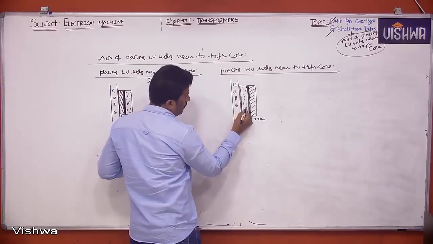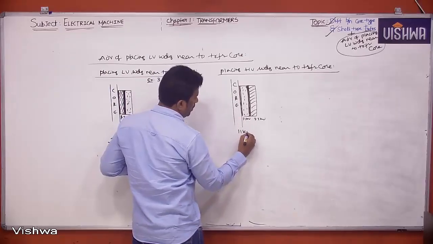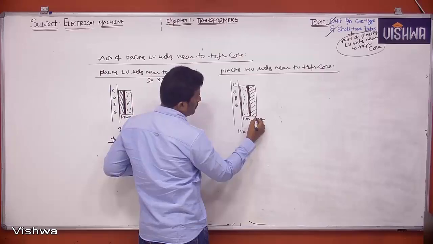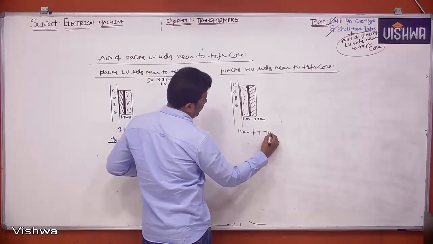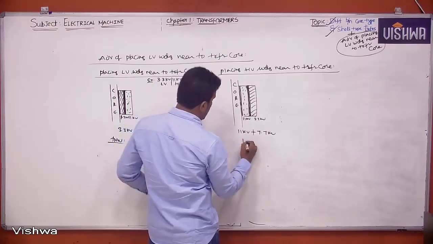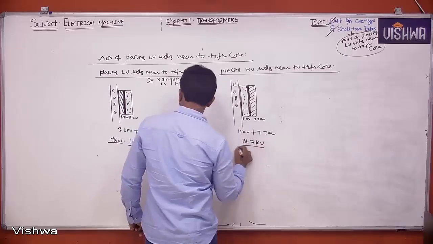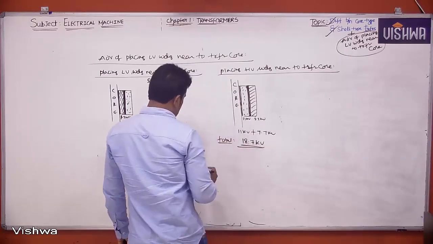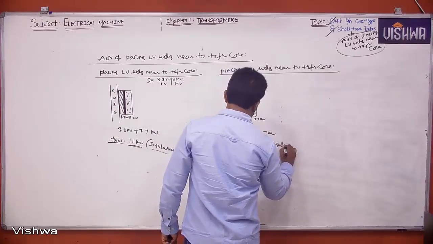Here it is 11 kV, the core is at 0 potential, so the difference is 11 kV. Here 11 kV is the high voltage winding, 3.3 kV is the low voltage winding. So obviously I require a difference of 7.7 kV here. Total how much? Observe: 18.7 kV. I require insulation corresponding to 18.7 kV.